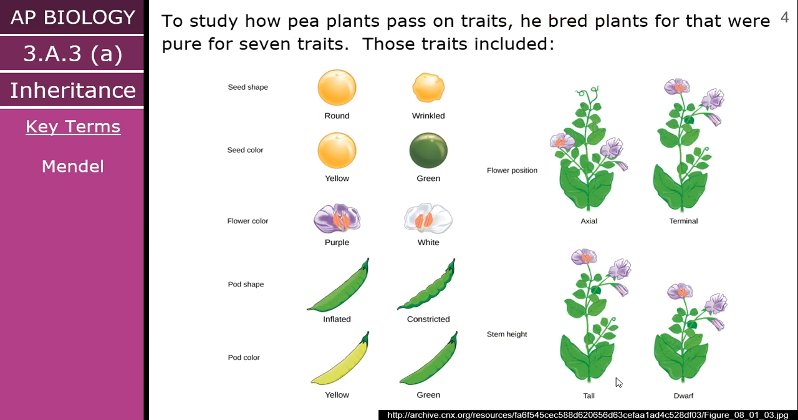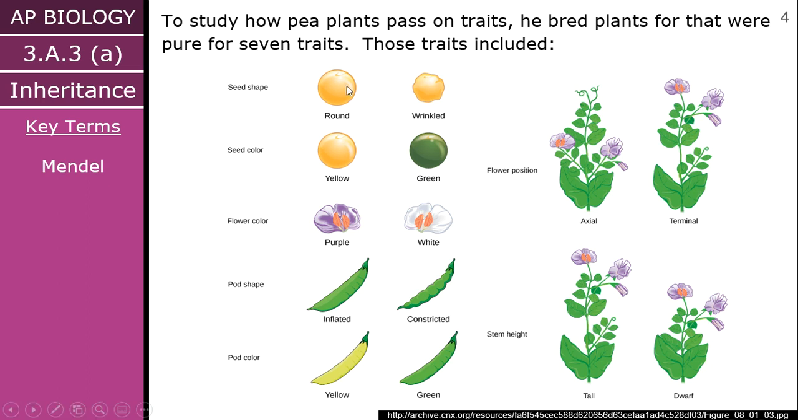So for now, we're just going to look at seed shape, seed color, flower color, pod shape, pod color, stem height, and flower position. These are 7 different traits that he tracked within a population based on what parents an individual had and what children they might have, etc. So he was basically interested in studying traits and how they get passed down.